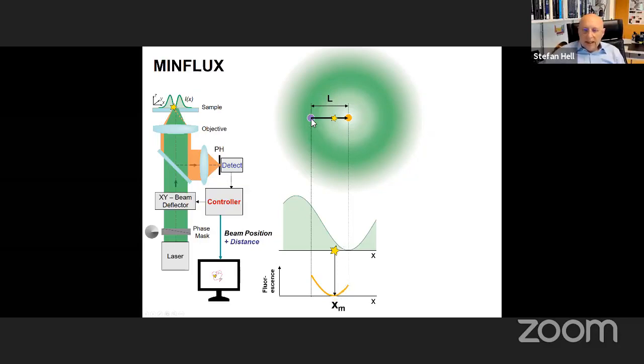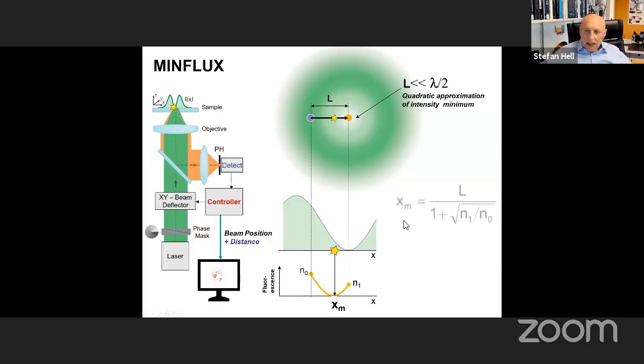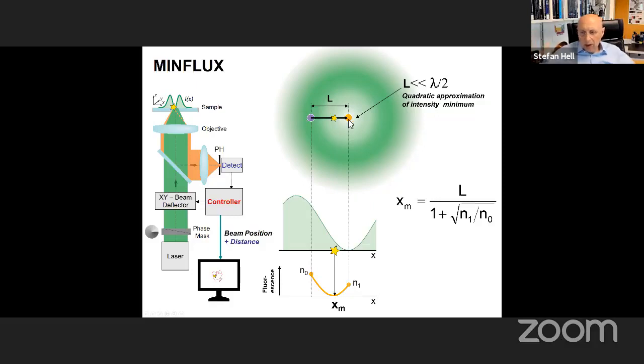As a matter of fact, we don't need to scan the zero across the molecule to know where it is. If we know what this function looks like, then it's always possible to measure the two endpoints. Especially if it's a quadratic approximation, it's possible to measure the two endpoints and then extrapolate from the fluorescence of the two endpoints to the position xm. So this is a very simple way. It's a simple algebraic inversion in this quadratic approximation. And then, of course, you get a simple equation for the position xm, which is given by the distance L, where you assume that the molecule must be located. Could be 200 nanometers, could be 150 nanometers, whatever.